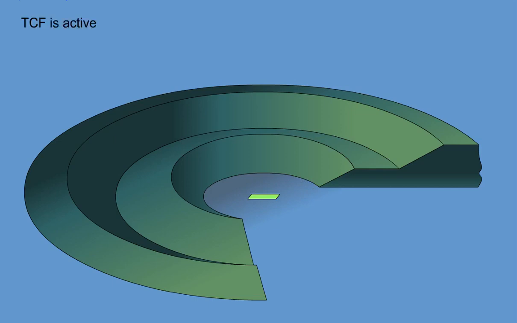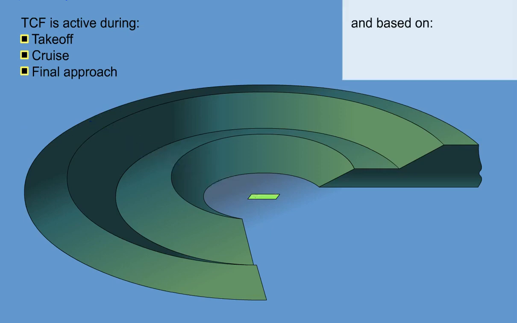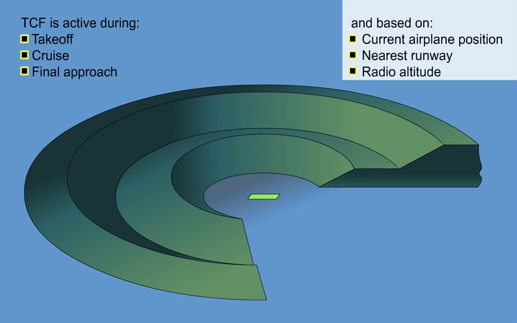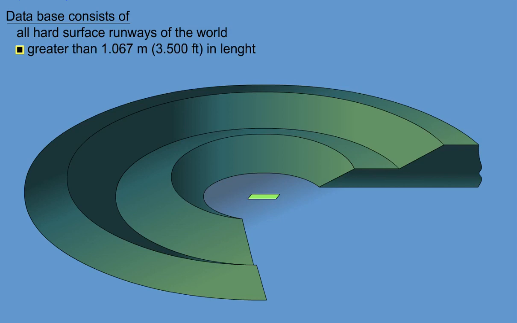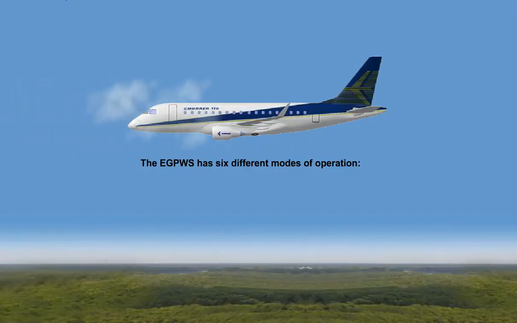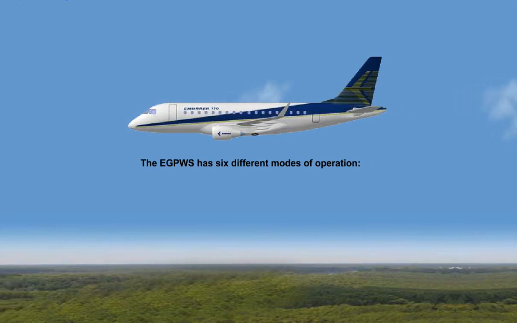The TCF is active during takeoff, cruise, and final approach, and is based on current airplane position, nearest runway, and radio altitude. The database consists of all hard surface runways of the world, greater than 1,067 meters, 3,500 feet in length, which have a published instrument approach procedure. The EGPWS has 6 different modes of operation.